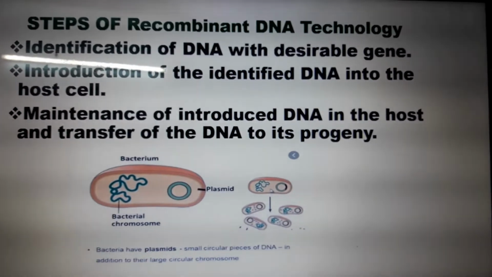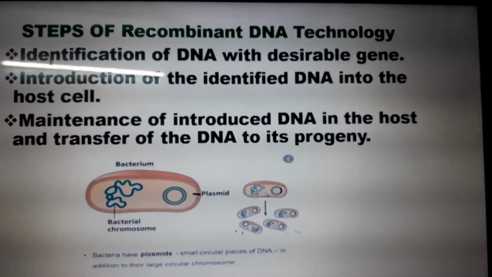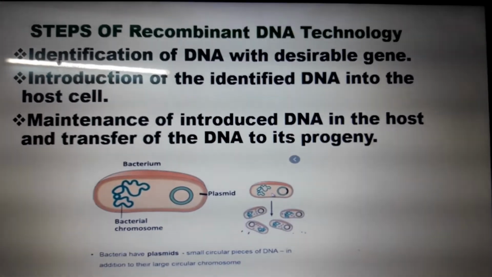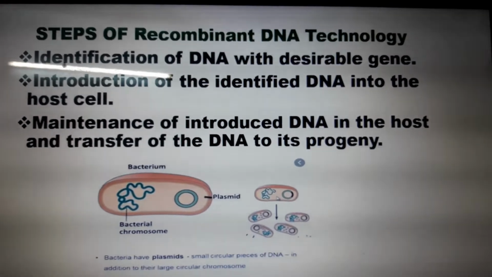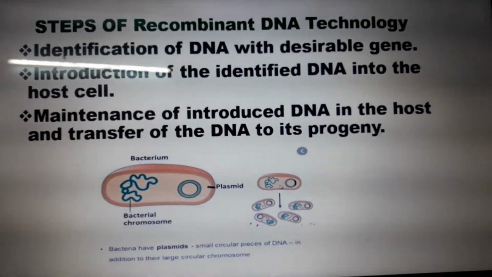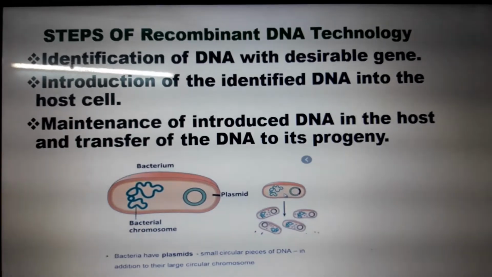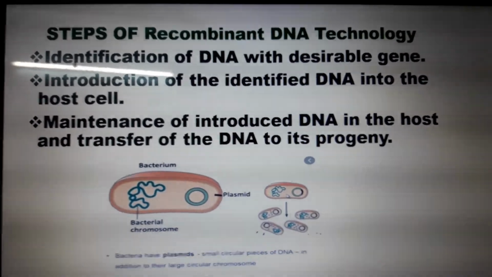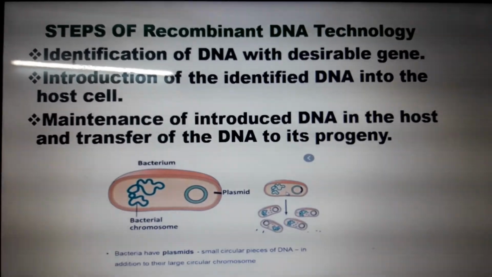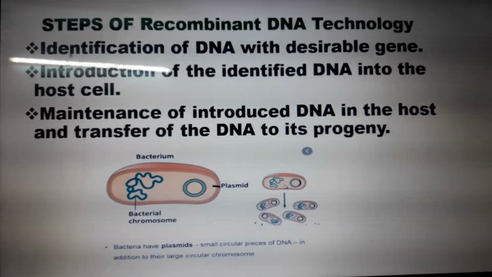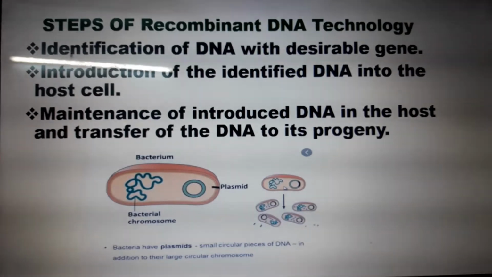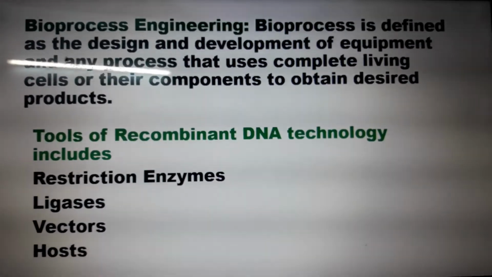And when it will multiply, that desirable gene also gets multiplied and we take that easily and can be used for our purpose. So identification of DNA with desirable gene first. Introduction of the identified DNA into the host cell, that is E. coli. Maintenance of introduced DNA in the host and transfer of the DNA to its progeny.